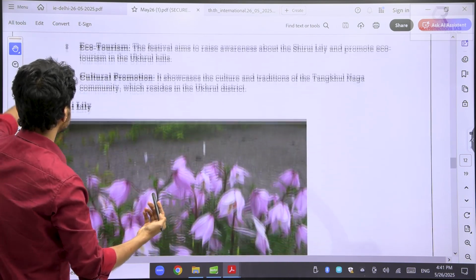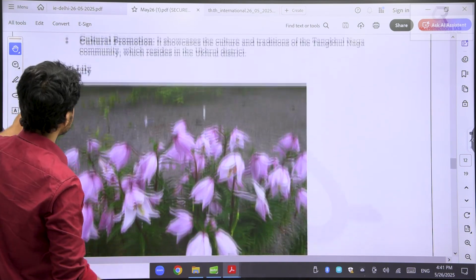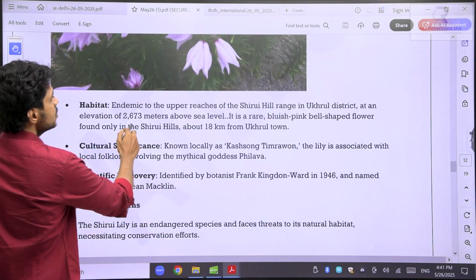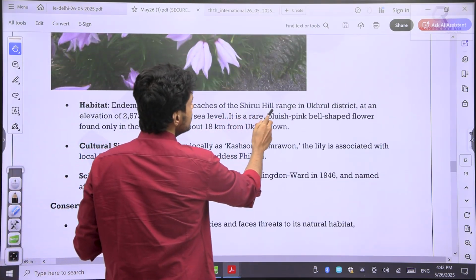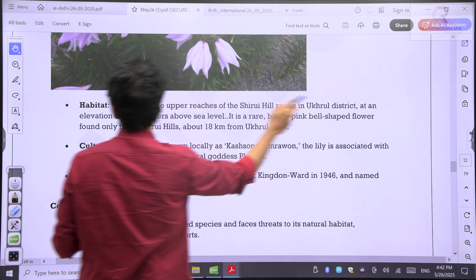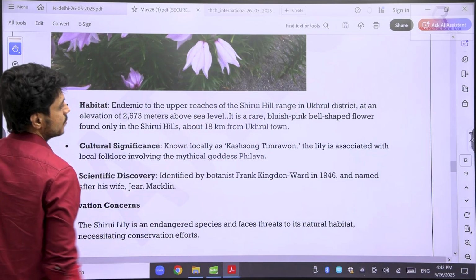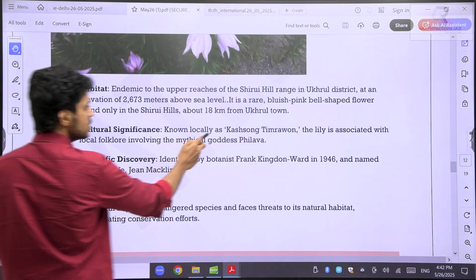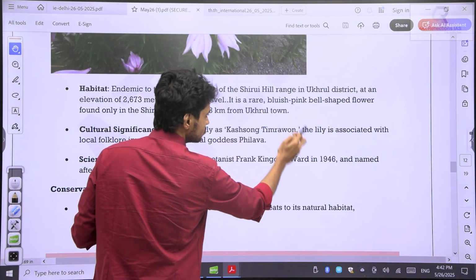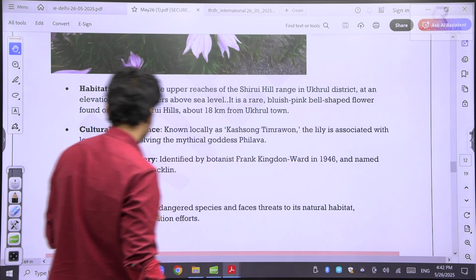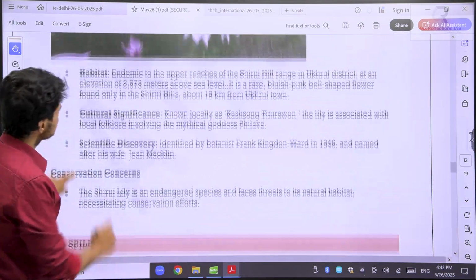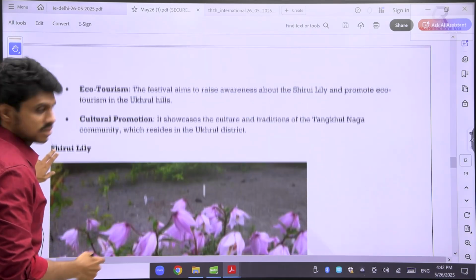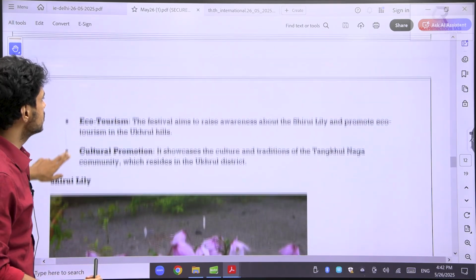Basically, that is the thing we are talking about: this is the Shirui Lily. It is endemic to the upper reaches of the Shirui hill range in the Ukhrul district in Manipur. This is the point that you need to know. It has cultural significance, known as Kasong Temarwan. I do not know how it will be pronounced. So this is some factual information that you need to know, because this was the event they were trying to attend.